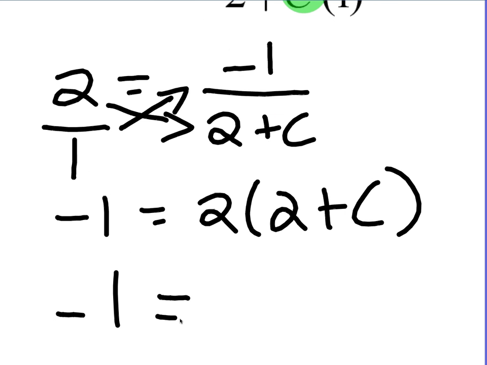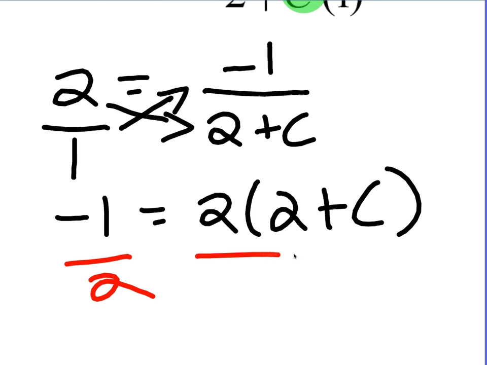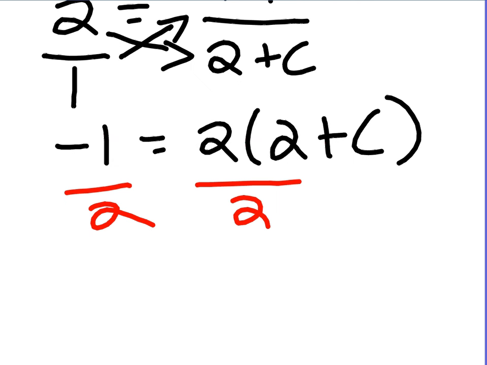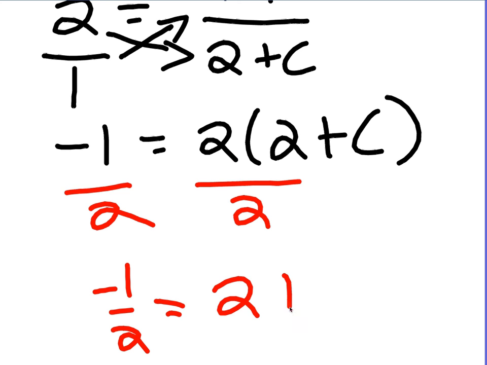So negative 1 equals, well, actually the best thing to do from there is just divide both sides by 2. I was going to multiply the 2 out, but I don't need to do that. So divide both sides by 2, and we're going to get negative 1/2. My 2's are terrible. I apologize for that. Equals 2 plus c.